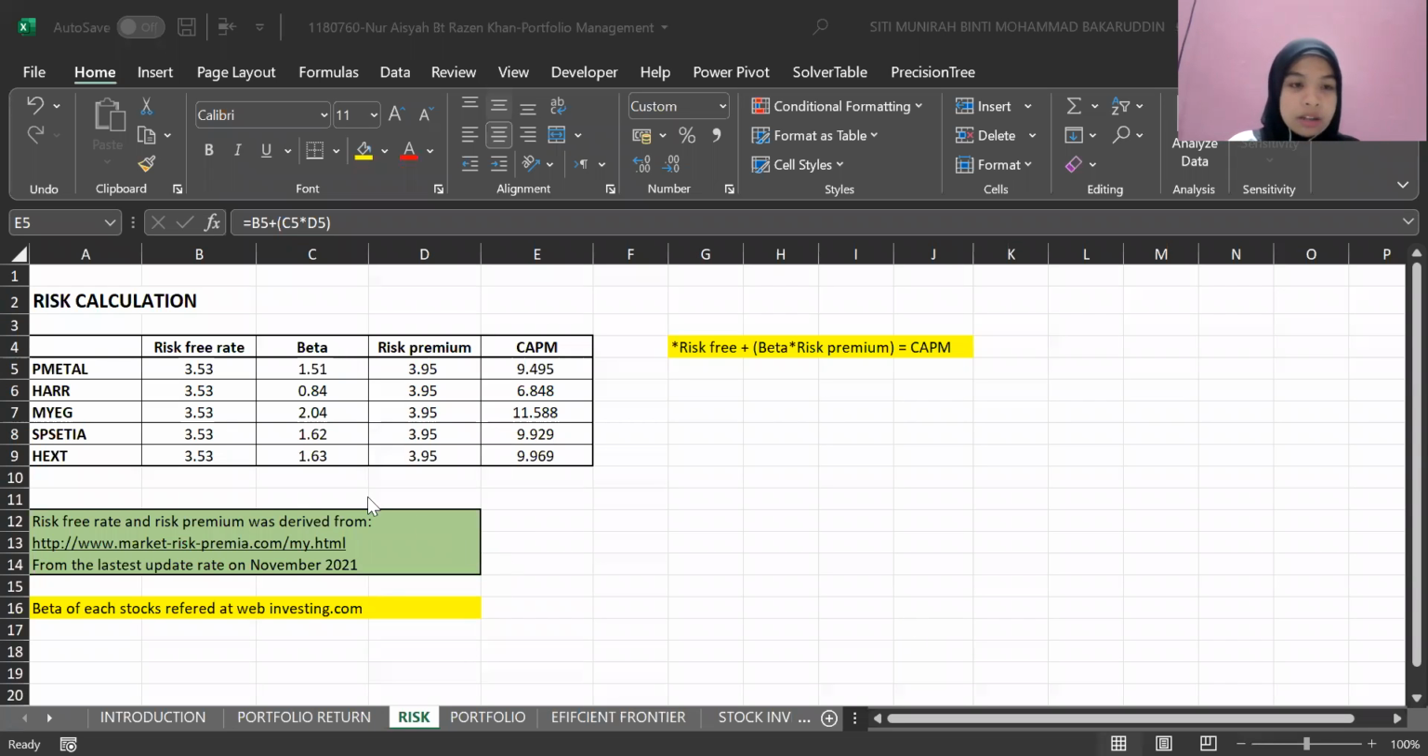Okay, next for my risk calculation. For risk-free rate and risk premium, I get it from the market risk premium website from the latest update rate on November 2021, and beta of each stock I refer at webinvesting.com. So to get the CAPM, you take the risk-free rate plus beta multiplied by risk premium, and you can get this result.